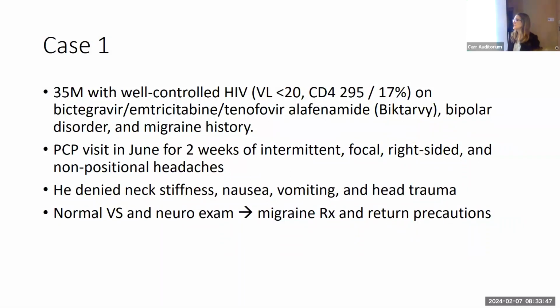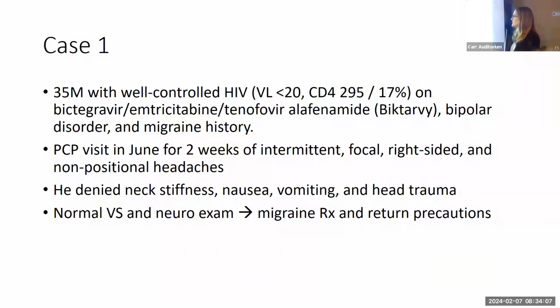So this was a patient who I saw in the fall, a 35-year-old man with a history of well-controlled HIV. His viral load was undetectable. T cells were in the high 200s. He was on Biktarvy, and his HIV had been well controlled for years. Also a history of bipolar disorder and migraines.